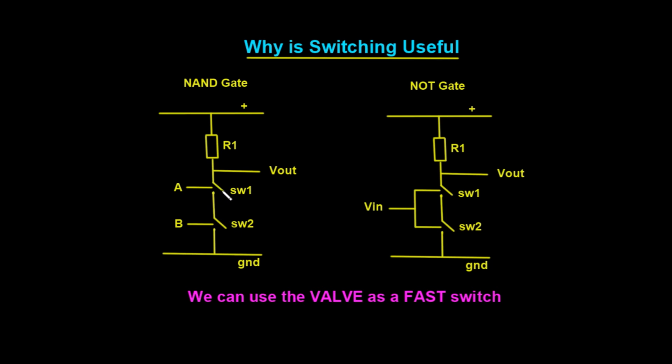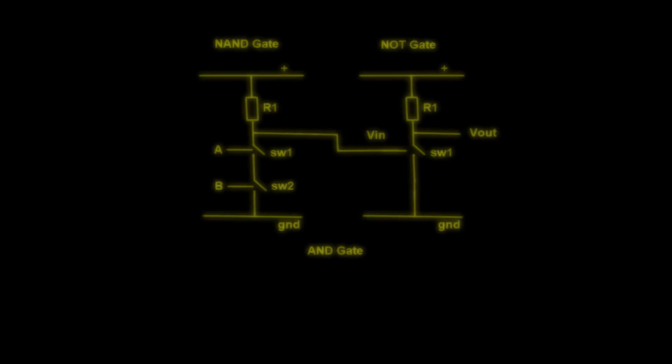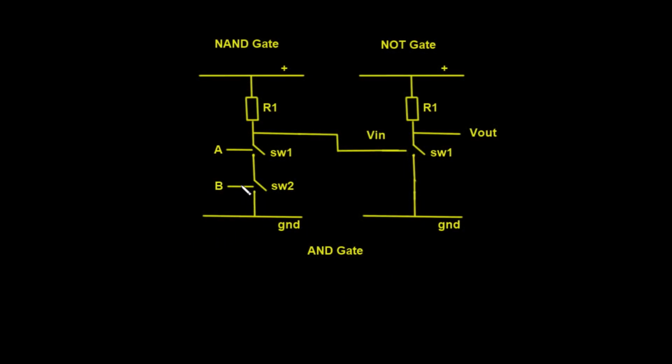If one of the switches opens, then this point here will be pulled high. So what we would have here is a logic gate called a NAND gate. Now we could work through the same logic here and we could produce a NOT gate. And here's another example where we take the NAND gate followed by the NOT gate and we can produce an AND gate. So we can use our valves as the little switches.